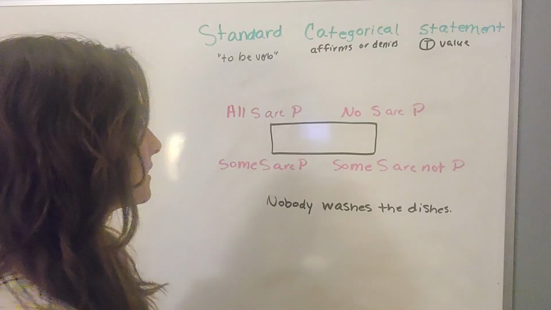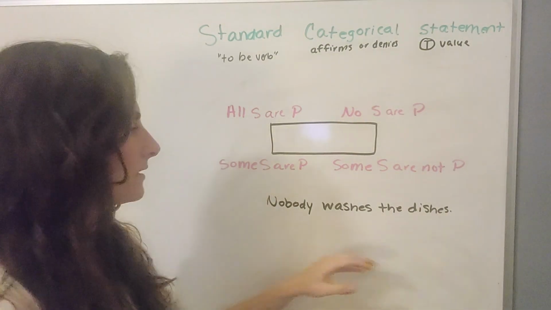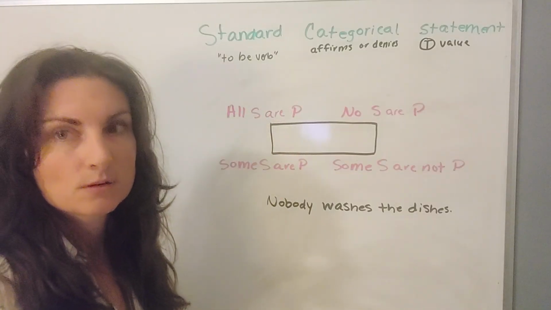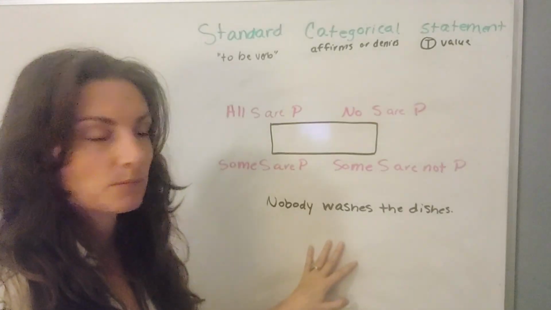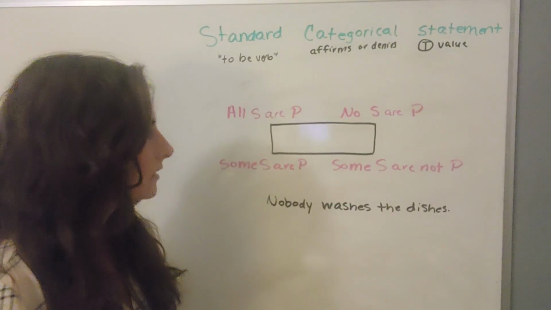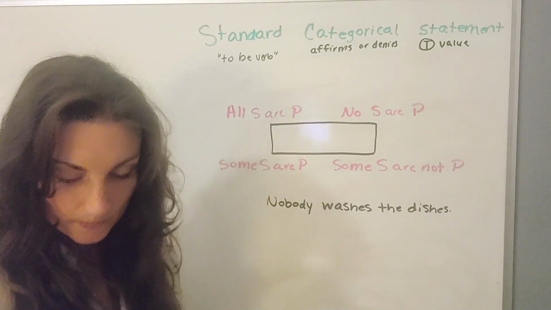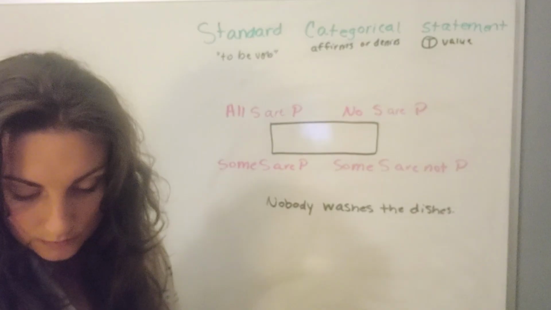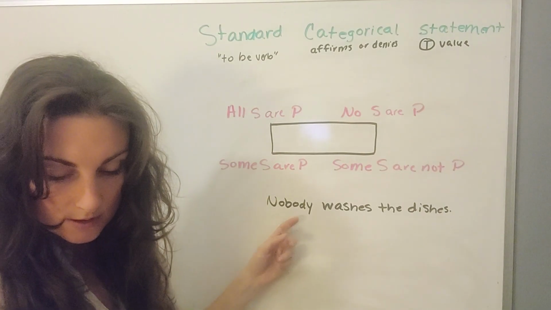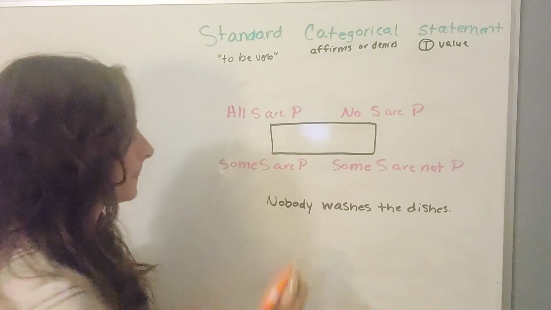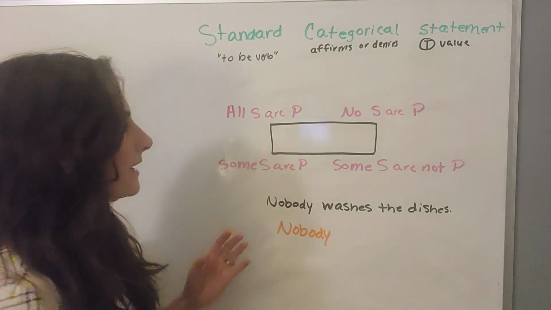All right, so we're going to first practice taking a sentence, like we did in the last lesson, and translating it into standard categorical form. The first thing, remember, is we need to find the subject. The subject here is nobody. I'm going to use a different color here. So we find the subject, which is nobody, and we need to add a to be verb. So I'm going to write nobody, and we have to add a to be verb.